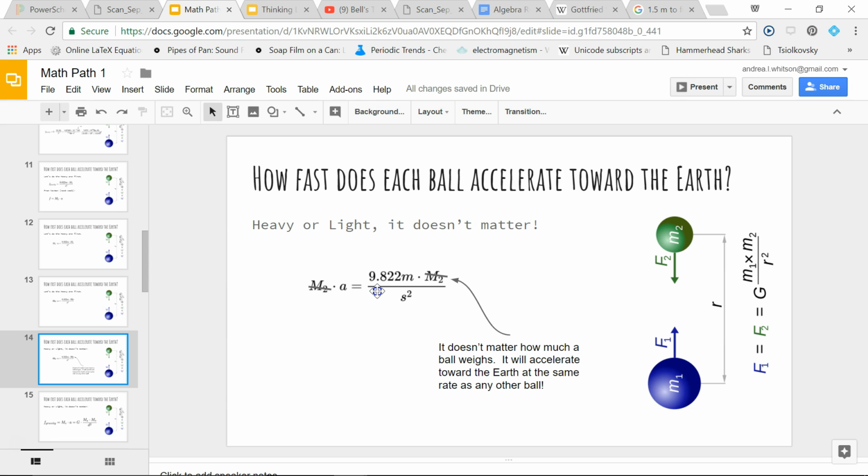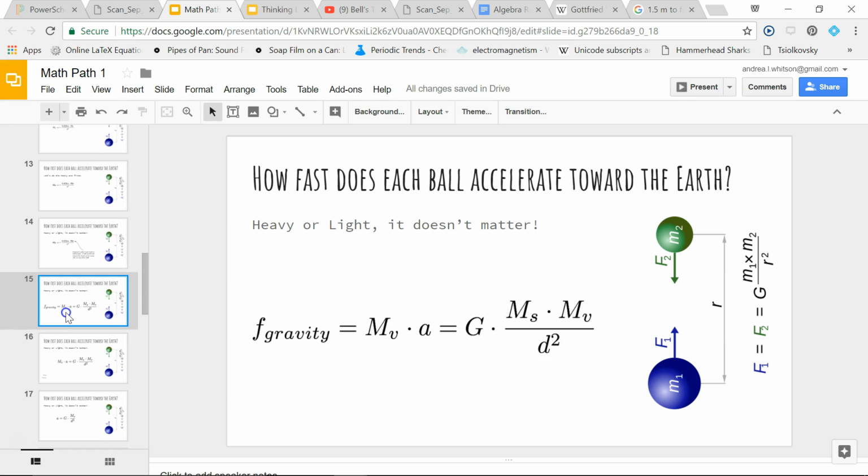And this is why we use this number, 9.822 meters per second squared, as an estimate of the acceleration due to gravity of anybody who's on the surface. Oh, the 822 comes from the 1.5 meters. We really estimate it as 9.8 meters per second squared. Okay, so heavy or light doesn't matter. It's nice that it works out in the math.